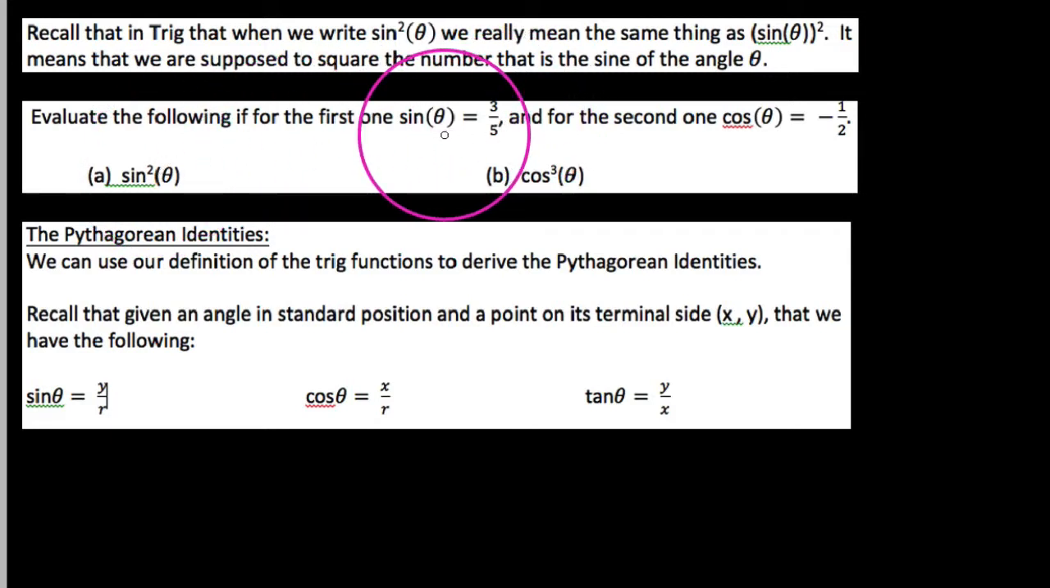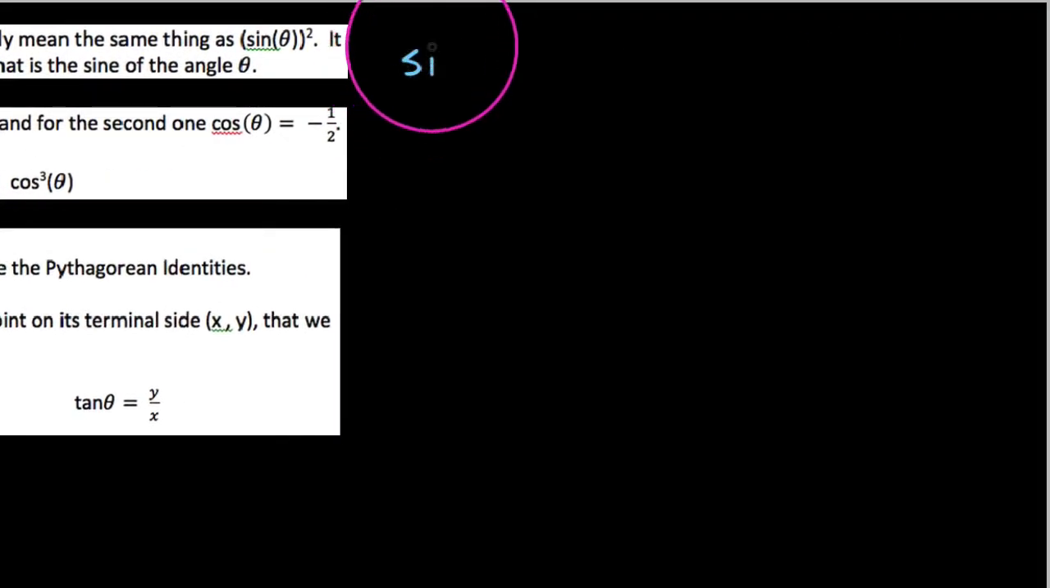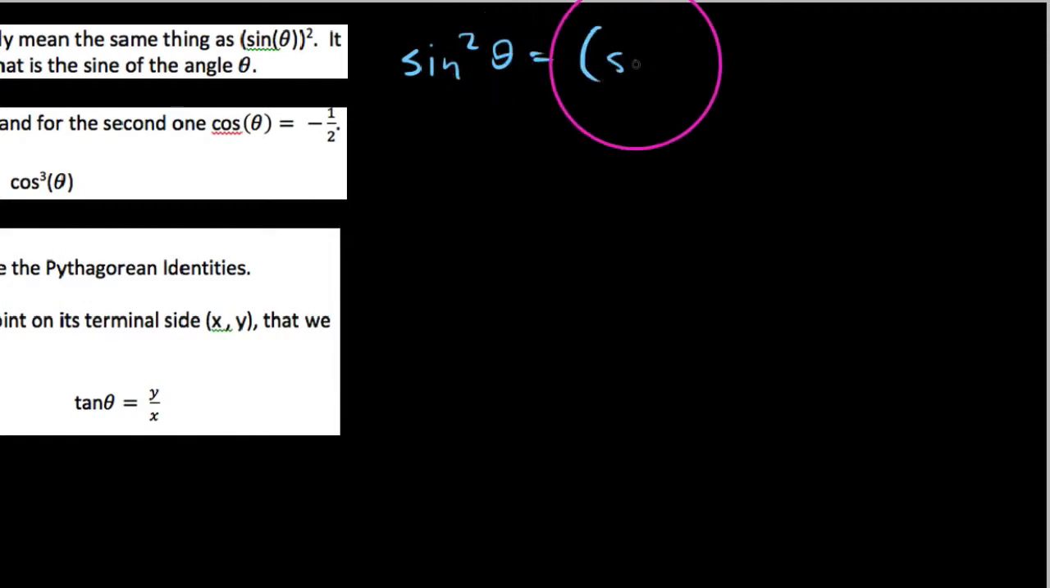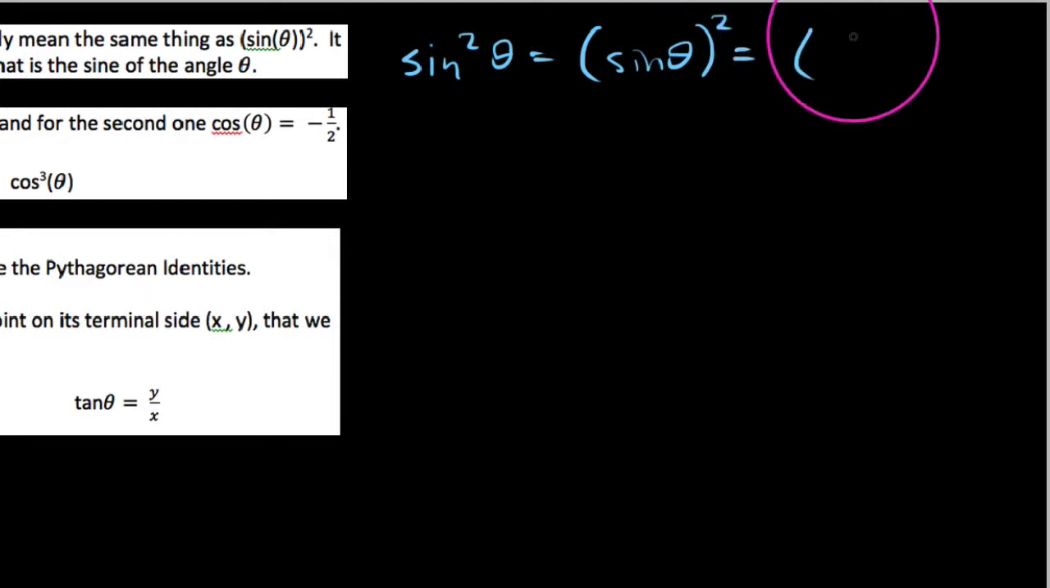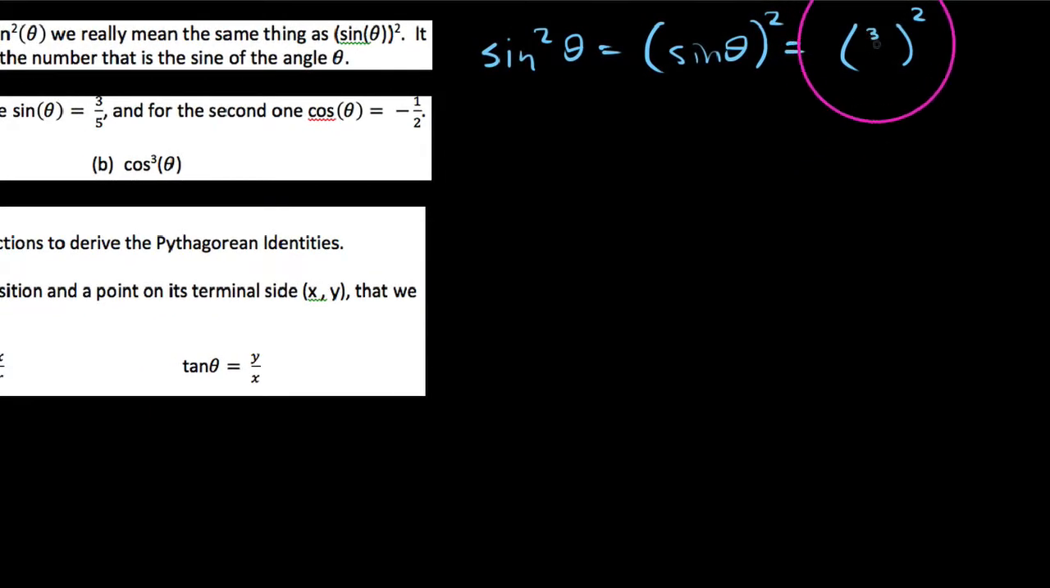What if we assume for the first one here, sine of theta equals 3/5? I want to go find sine squared of theta. Just to be clear on this one, when we say sine squared of theta, we mean the same thing as, and we typically don't rewrite it this way, sine of theta squared. In this case, we know that sine of theta is 3/5, so we could just substitute this in, and we get 9/25 as the solution there.